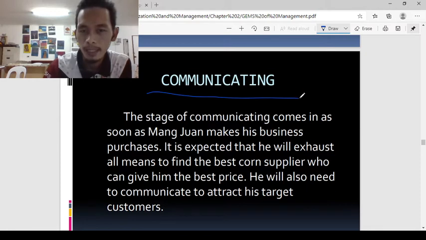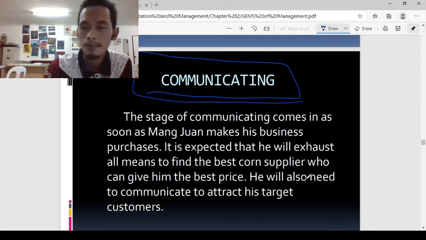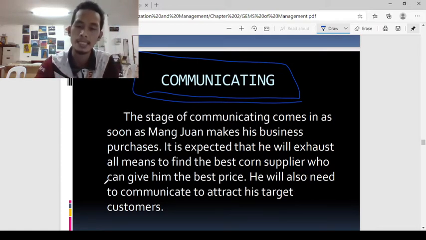Next, after organizing everything, you have to communicate. The stage of communicating comes in as soon as Mang Juan makes his business purchases. It is expected that he will exhaust all means to find the best corn supplier who can give him the best price.